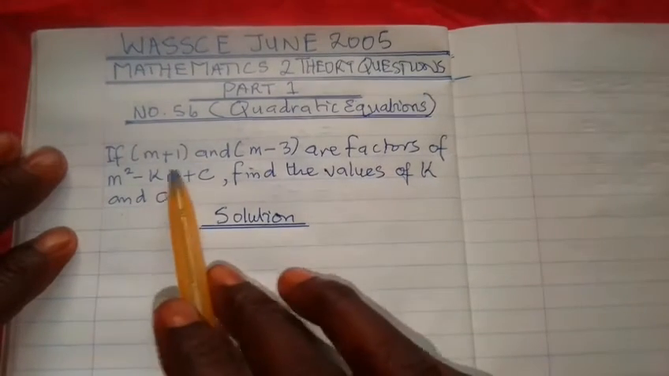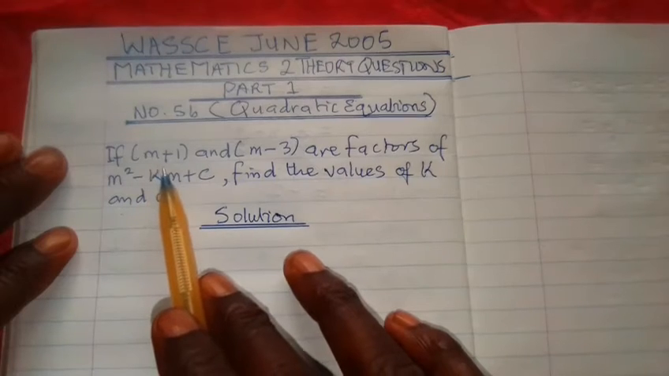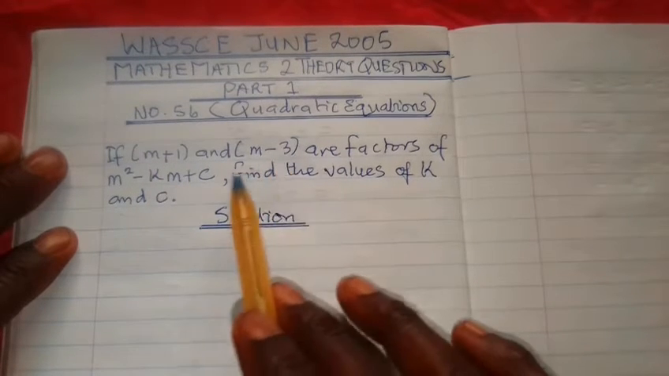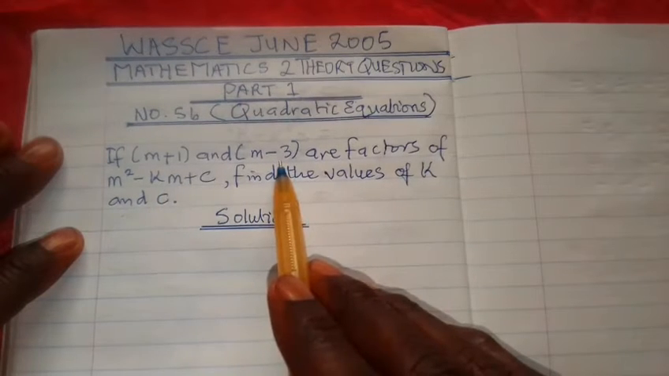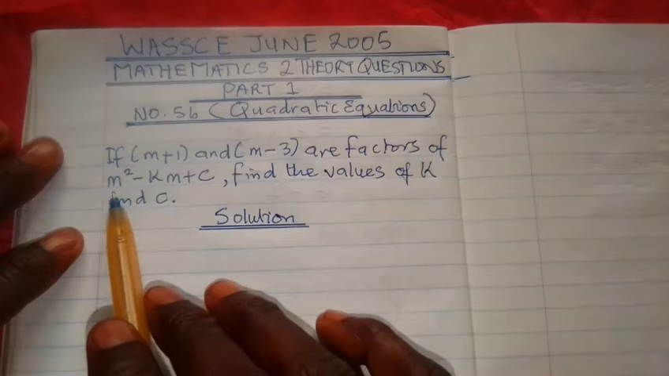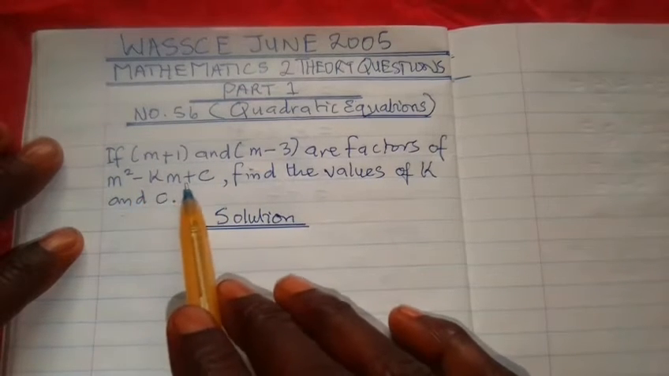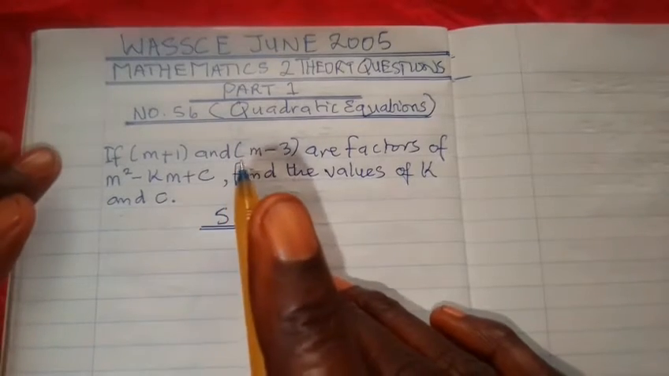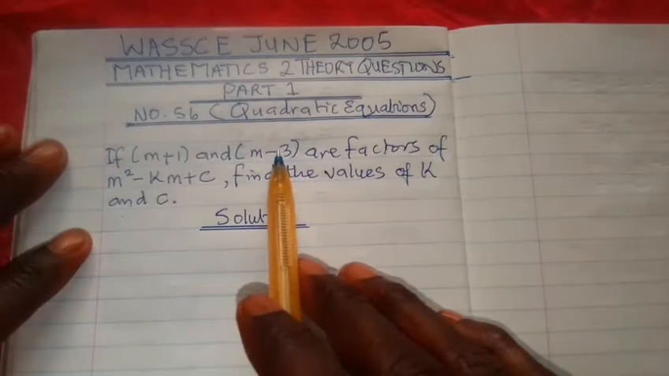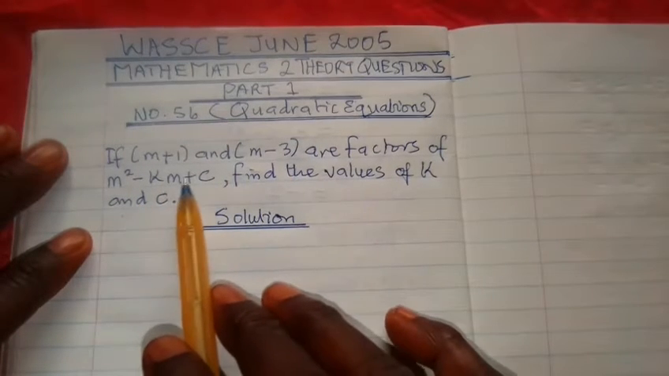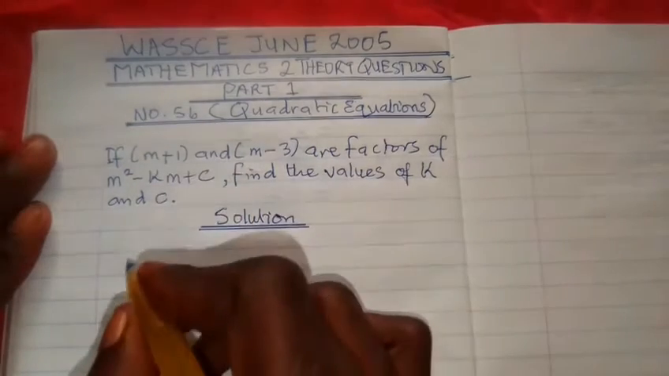Now, when we are given two factors of a quadratic equation, like what we have here, m plus 1 and m minus 3, what that means is, if we multiply these two factors together, the result must give us this quadratic expression that we have here, m squared minus km plus c. So that is the first thing we are going to do. We are going to start by multiplying these two factors together and equating it to m squared minus km plus c. So let's get right into it.